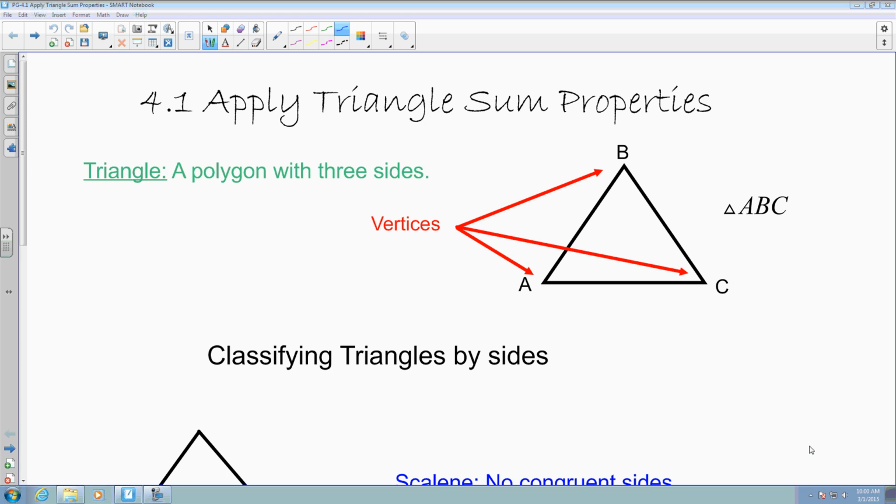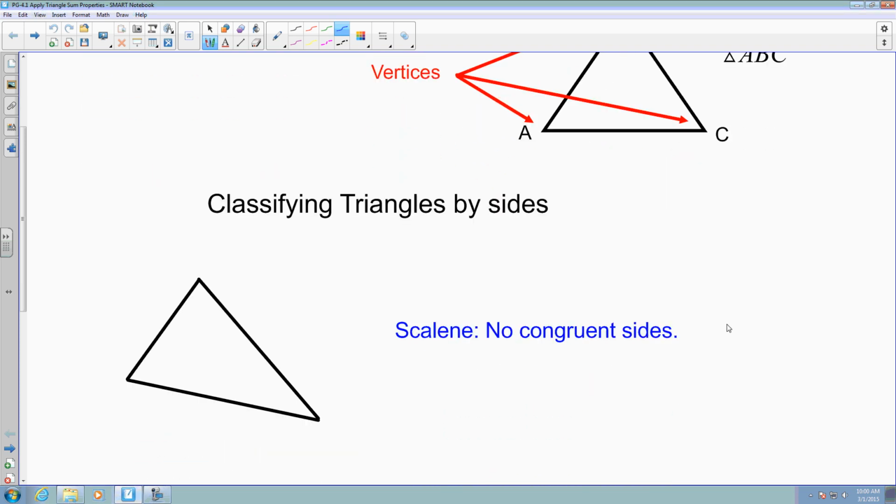Now, when we are classifying triangles, we can classify them 2 ways. The first way we can classify them is by their sides. The first one we have there on the screen is what is called a scalene triangle. A scalene triangle basically says that none of the sides are congruent. So this length is different from this length is different from this length.